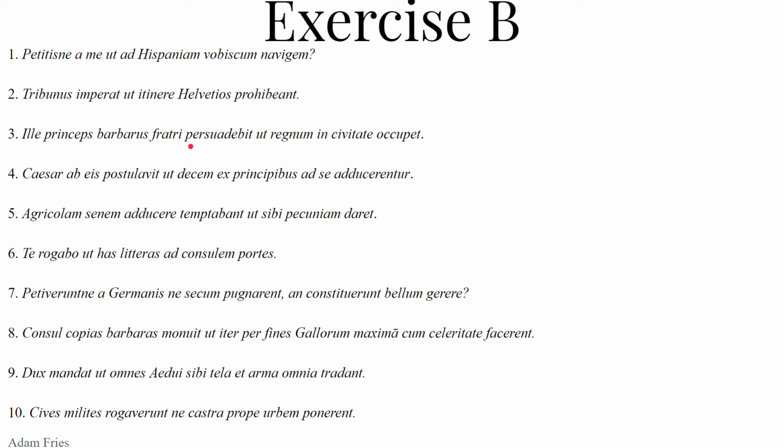Optime, quarta, sententia quarta. Caesar ab eis postulavit, ut decem ex principibus ad se adducerentur. Oh yeah, that's never good. So Caesar, hey, that guy. Caesar is masculine. Caesar, that dude. So he's the subject, nominative subject. Plus the ablative, motion away from, or it could be working with a verb, or it could be a personal agent. Ab eis, the ablative plural of is, ea, id.